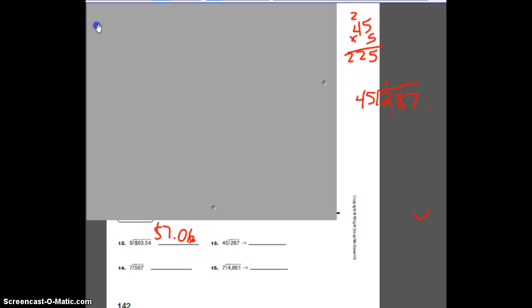I think that will do it for me. I'm going to write a 5. 225. Do a little subtracting here. 8 minus 2 is 6. Uh-oh, I could go one bigger, so 5 wasn't enough. I needed to go with 6.